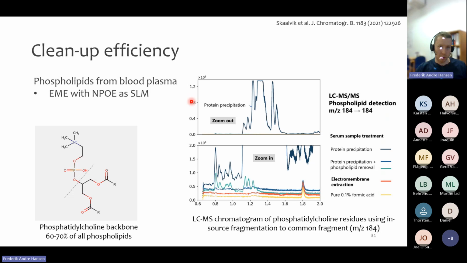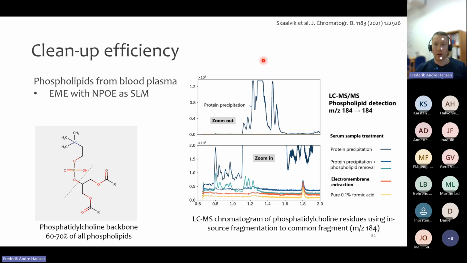Another thing that can be troublesome when you run LC-MS from blood-based samples are the phospholipids that are very well known to cause ion suppression. And these we have monitored by using an in-source fragmentation method where we just monitor this phosphatidylcholine backbone. So in the electrospray source, we can cleave off this bond, and then we get rid of all the variants of the R chains. So we can monitor the 60 to 70% of all phospholipids that follow this structure.